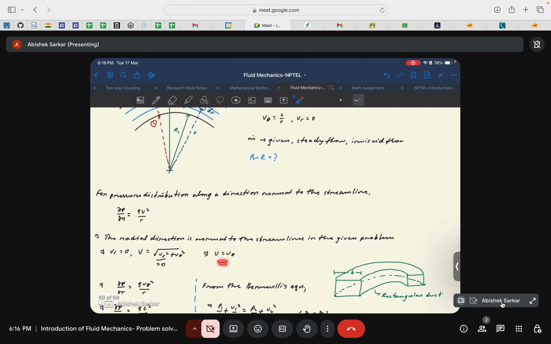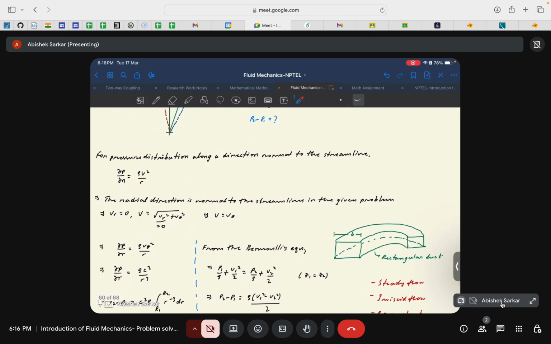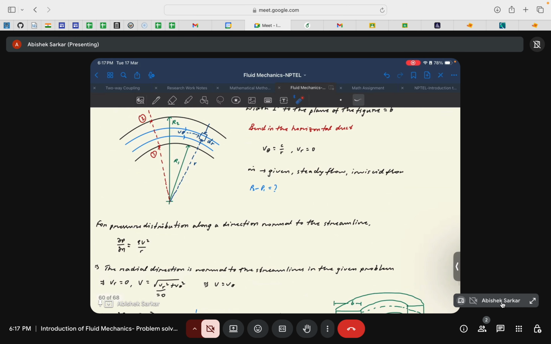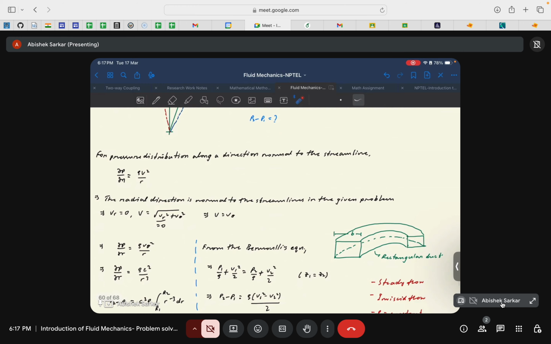I think it's quite well understood now. So we will have dou p by dou r, and the direction normal to the streamline in this particular configuration will basically be the radial direction. That's why we can take eta equal to r. So dou p by dou r would be equal to rho v theta square by r.